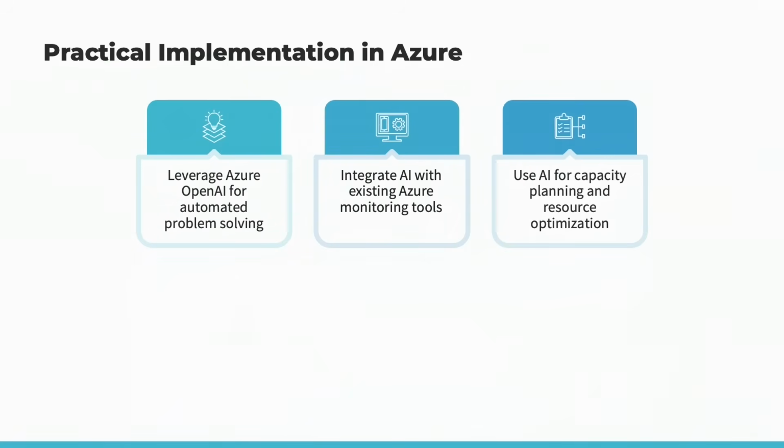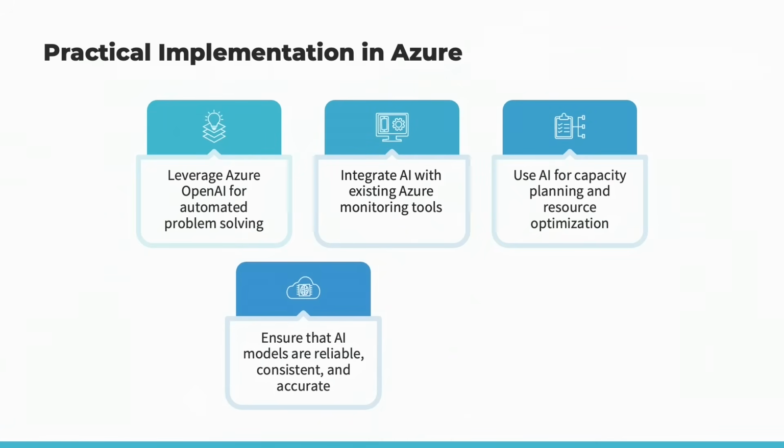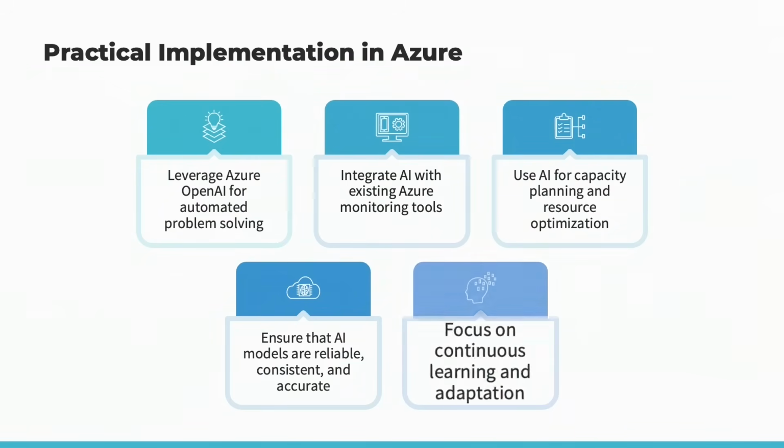Use AI for capacity planning and resource optimization. Organizations can implement AI-driven algorithms for efficient resource utilization and proactive capacity planning. They should also ensure AI model reliability. This involves applying SRE principles to the AI models themselves, maintaining their performance and accuracy, and focus on continuous learning and adaptation. For this, organizations can utilize the insights provided by AI models to continuously refine and improve SRE practices.